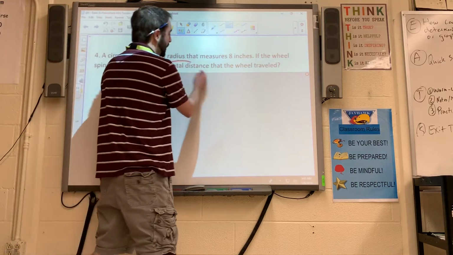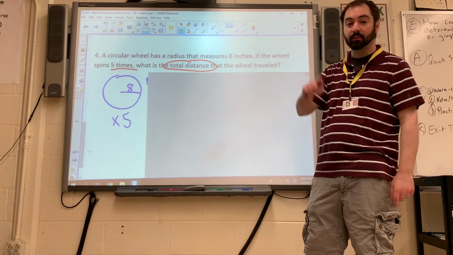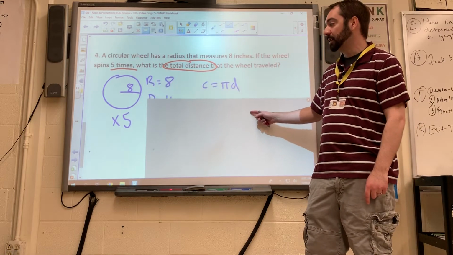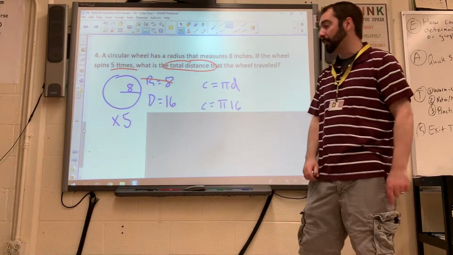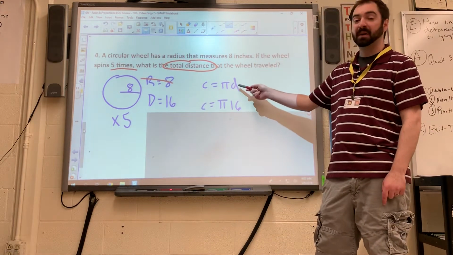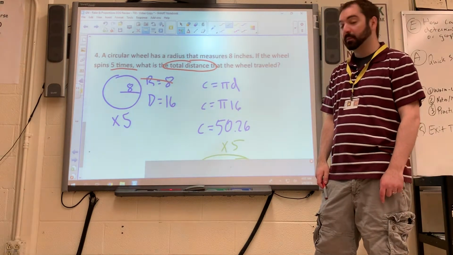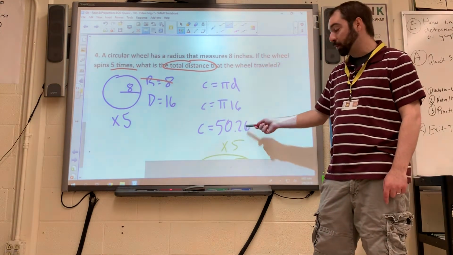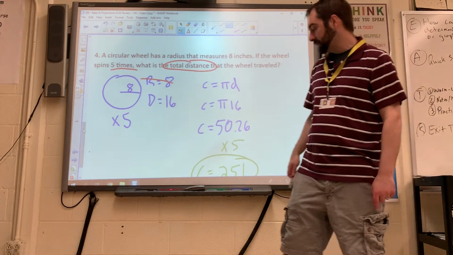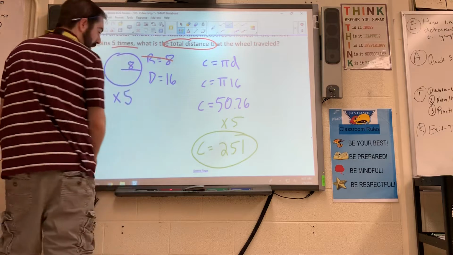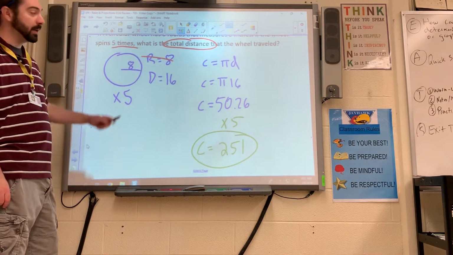Second part, we got to figure out what kind of problem this is. It's talking about total distance around. It's traveling, going around. So this is clearly circumference. I listed my radius, I listed my diameter. Since it's a circumference problem, I'm going to use the diameter. C equals pi times 16. Pi times 16 is 50.26. But that is one spin, and it goes around 5 times. So we get a final answer of 251, approximately. If you got to pause the video, go back through, copy down some notes, go ahead.